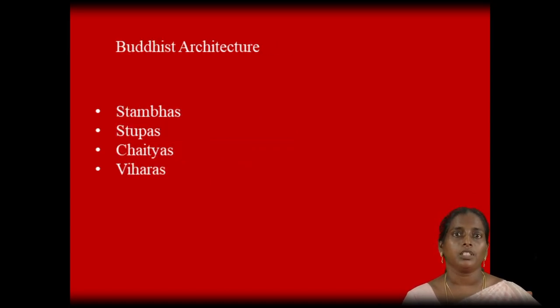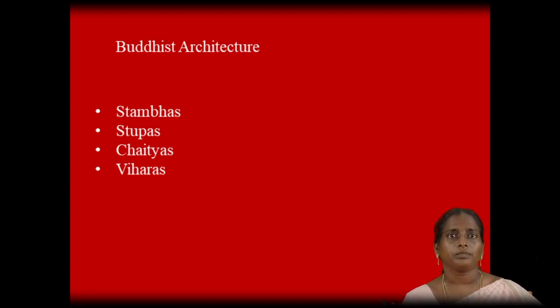First one, Buddhist architecture. There are four kinds of architectural styles that come under Buddhist architecture: Stambhas, Stupas, Chaityas and Viharas. What is meant by Stambhas? Stambhas means pillars. During the time of the Mauryans, particularly the king Ashoka, he introduced many rock edicts, and he introduced the style and design of the Stambhas.